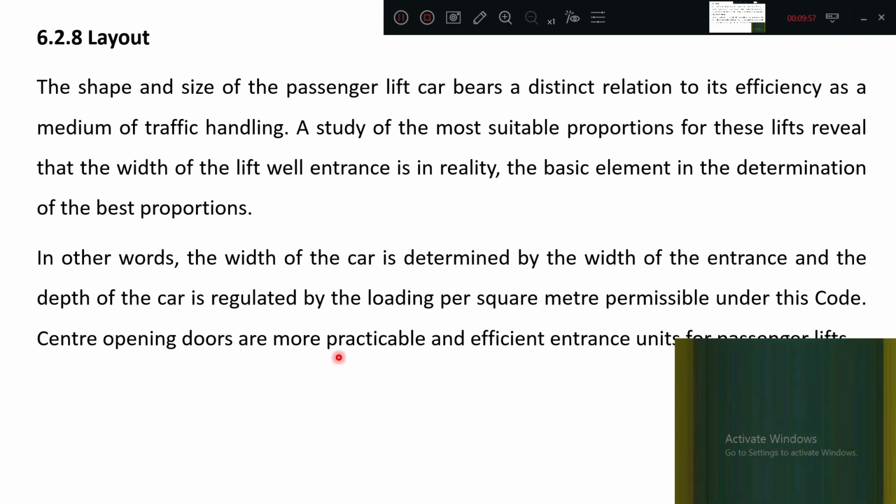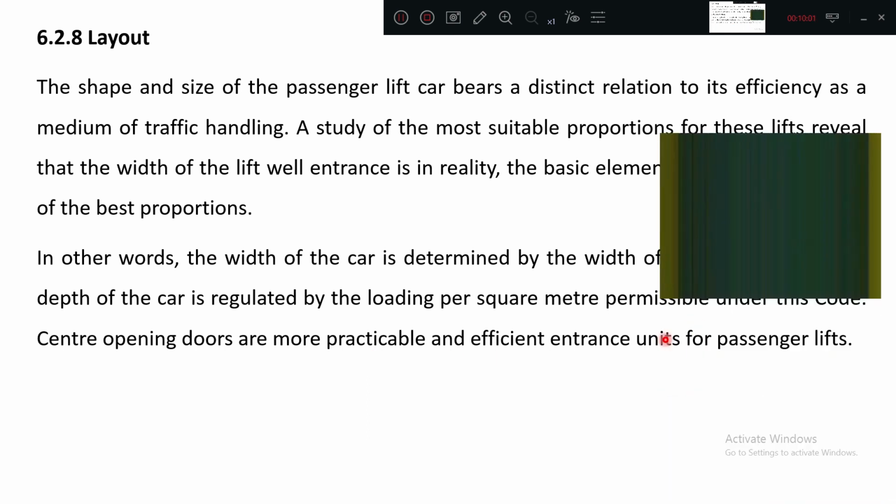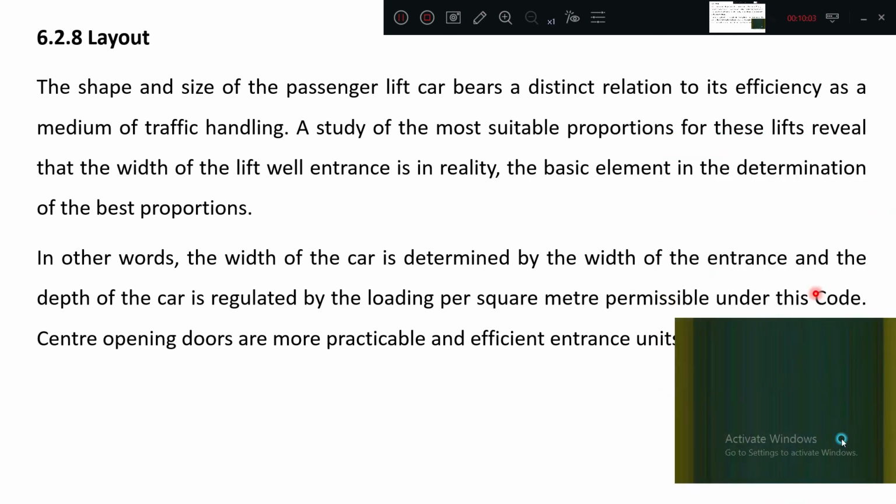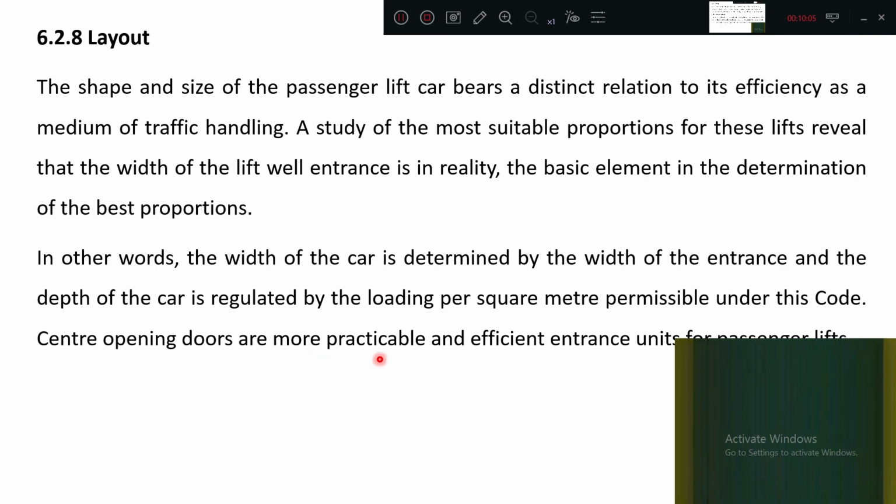Center opening doors are most practicable. It is very important. They are efficient entrance units for passenger lifts. So central doors are the most practicable and efficient, central opening doors.